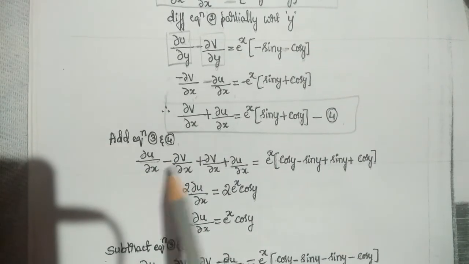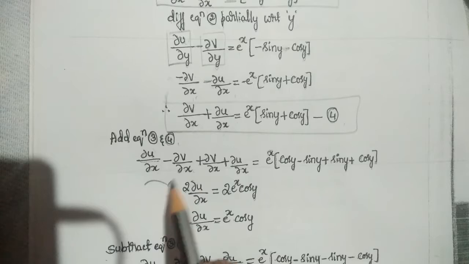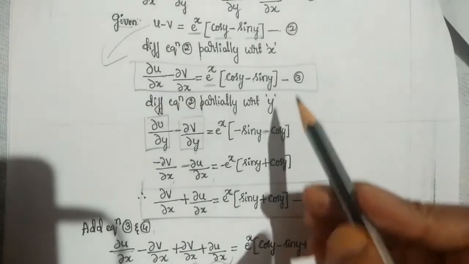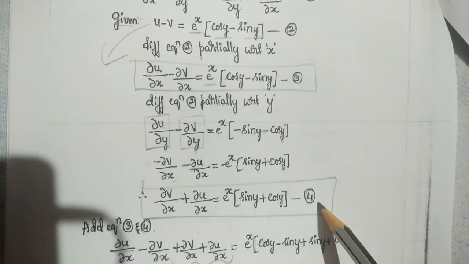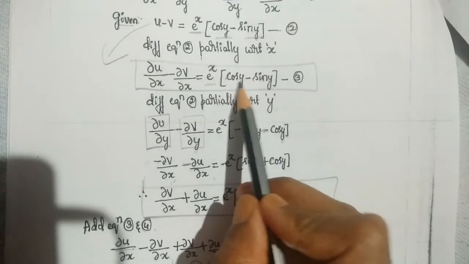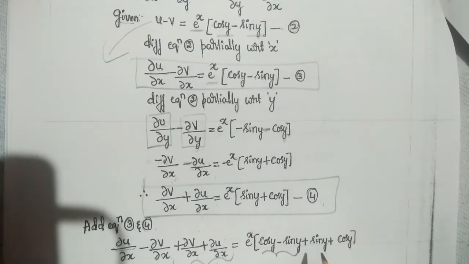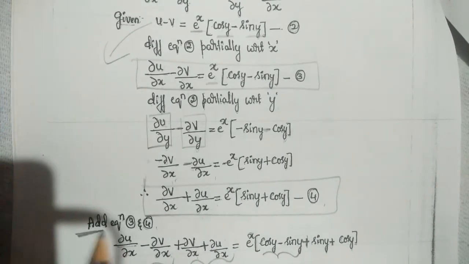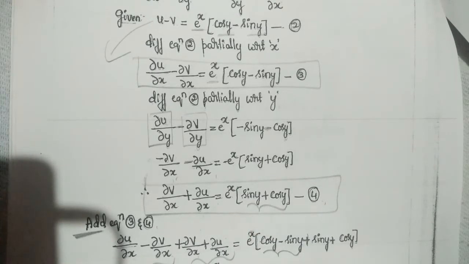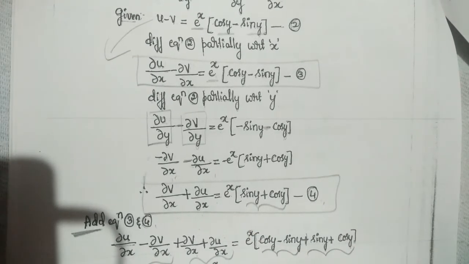What you get? ∂u/∂x − ∂v/∂x + ∂v/∂x + ∂u/∂x. Next, in equations 3 and 4, the right hand side e^x is common. So take e^x common: cos y − sin y, plus, here we are adding, so this one is sin y + cos y.